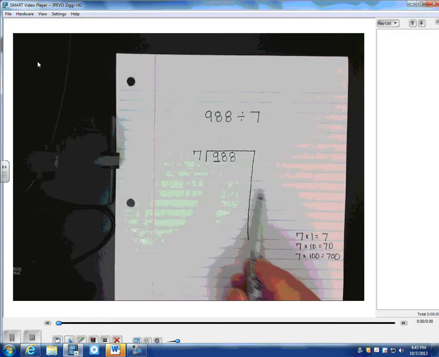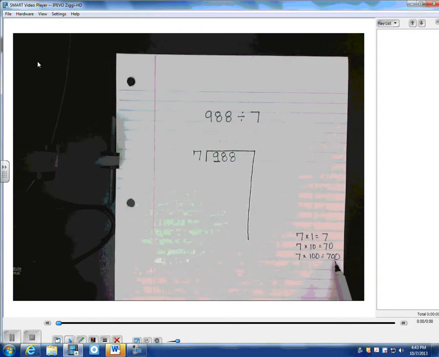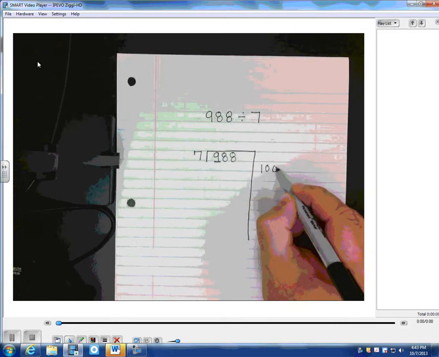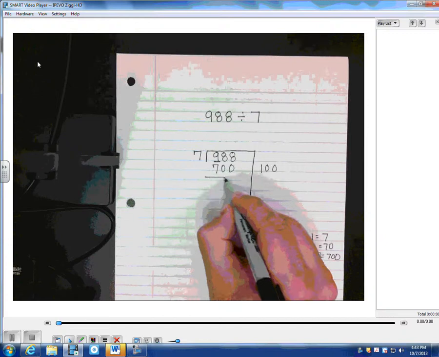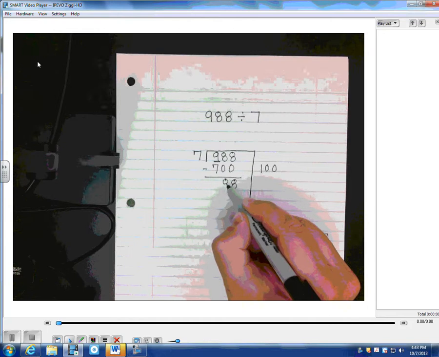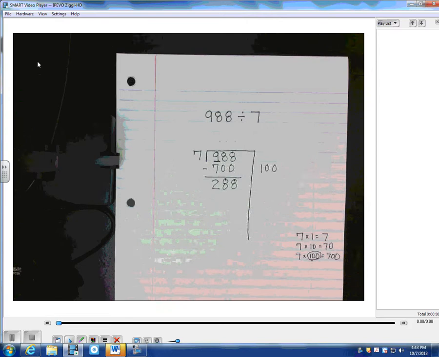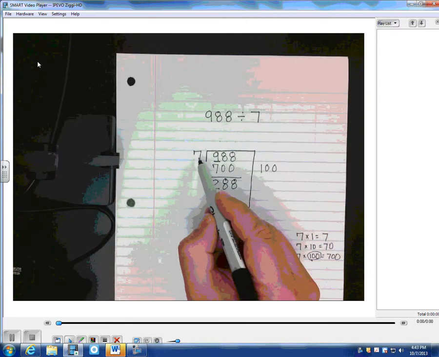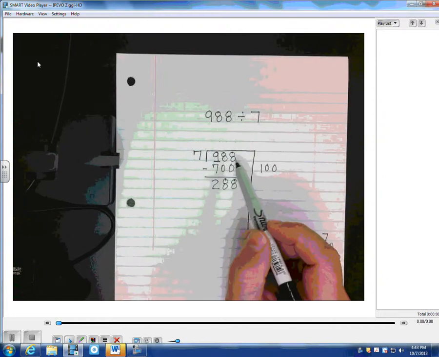Now I know I'm trying to get into 988. 700 is pretty close. So I'm going to go ahead and pull out 100 groups of 7. And that will give me 700. Then I subtract. 8 minus 0 is 8. 8 minus 0 is 8. 9 minus 7 is 2. Okay? Now at this point, I start the whole process over again. Except this time, instead of using 988, I'm using 288.